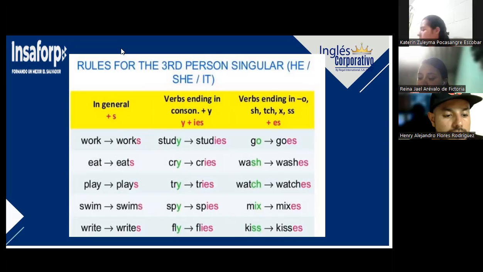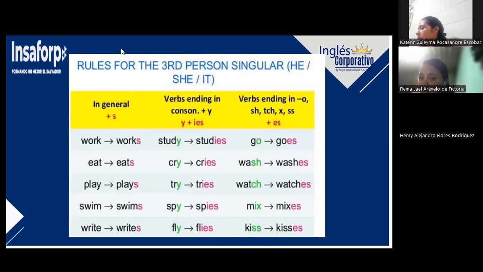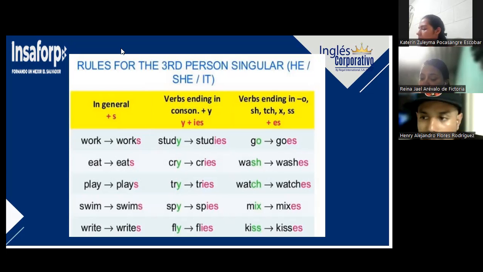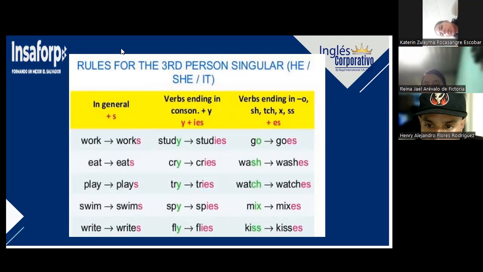Antonia goes to Miami, etc. Washed, de lavar. So, Thomas washes his car. Daniela washes her clothes. Pigman washes his shoes. Vemos ahí el verbo que termina en una SH. And then we have the next. Look at the next, look at the next.